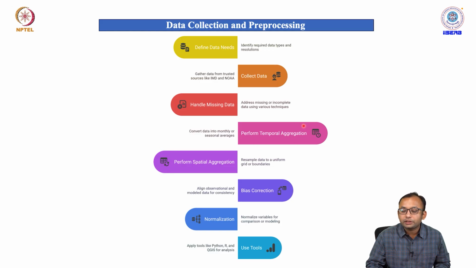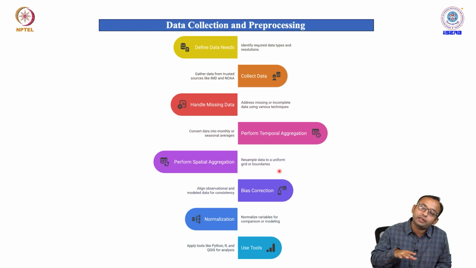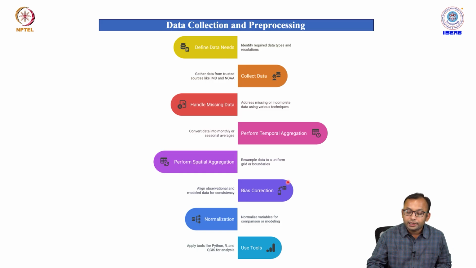Then you have to start doing some sort of temporal aggregation, converting data into monthly or seasonal averages to look at monthly or seasonal behavior. Then you start doing some sort of spatial aggregation, where you look at the spatial behavior of the data for that particular month or period. Then you can also think about error removal techniques, bias corrections, and then you remove the errors in the model data with respect to the observational data set.